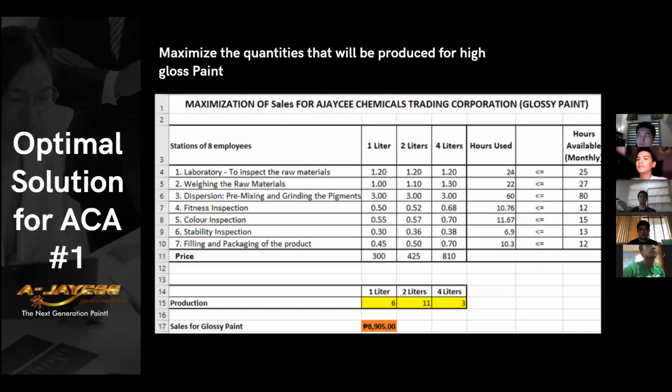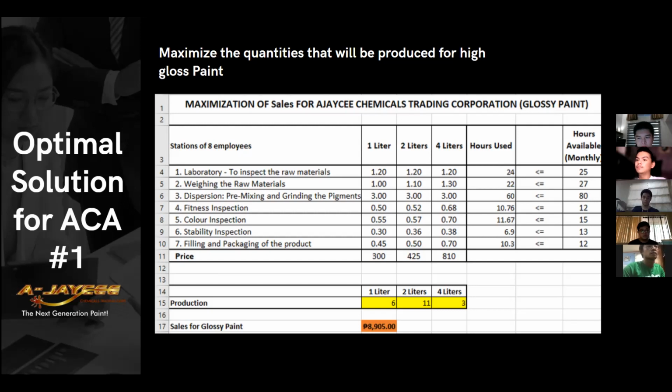This spreadsheet model depicts the maximized amount of glossy paint that should be produced by the company in a month. Utilizing the linear optimization for maximization, the group was able to determine that the company must produce glossy paint for 6 in 1 liter, 11 for 2 liters, and 3 for 4 liters per employee for them to obtain sales of 8,905 pesos. With the total number of hours per production, it gives the employees a slack or reduces the time of 38.37 hours. The problem was solved by utilizing Microsoft Excel solver tool. It also used simplex LP as a solving method since the problem is utilizing a linear function.